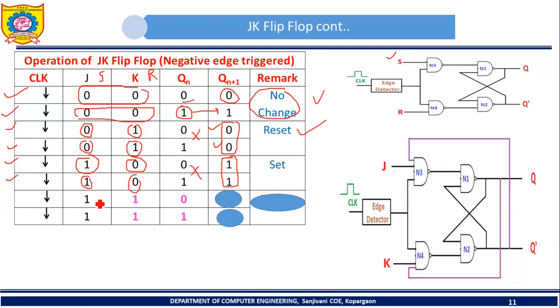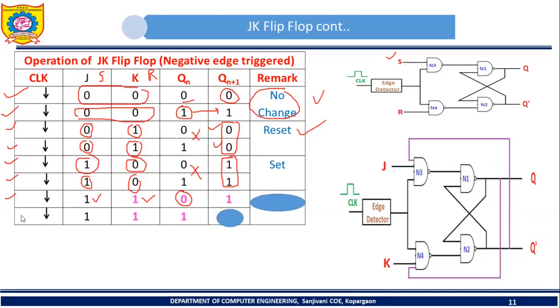Now consider this last case. I told you that this last case of the JK flip-flop is different from the last case of the SR flip-flop. Here a negative edge is detected on the clock pulse. At that time, let's assume that J is 1 and K is 1. In the case of the SR flip-flop, this particular input combination is invalid. Now in the JK flip-flop, we have seen what happens when J and K are both 1: toggle operation is observed. Toggle operation means, if the present state of the JK flip-flop is 0, then the next state will be 1.